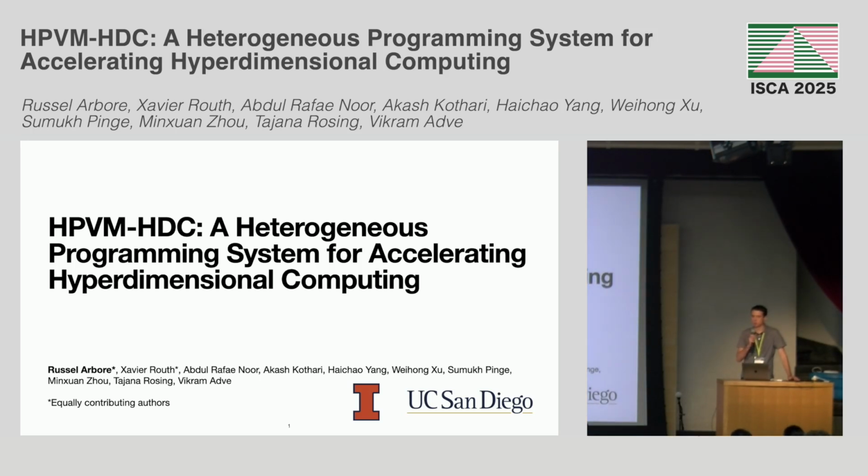This work I conducted while I was still at the University of Illinois, and in the fall I'll be starting my PhD studies at Berkeley. Okay, so I'm going to be presenting our work on developing a programming system for hyperdimensional computing applications.